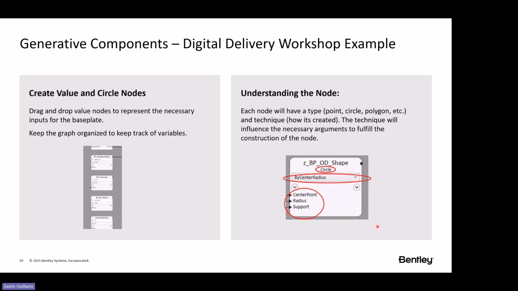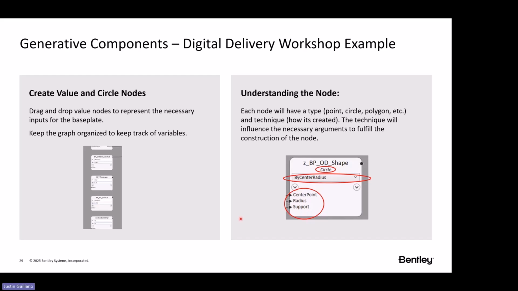For us, the center point is going to be our base CS. We're going to do it right at the origin. We're going to use the value node that we have in here, which is basically half our diameter, for the radius. And then we're going to specify just the XY plane for our support.